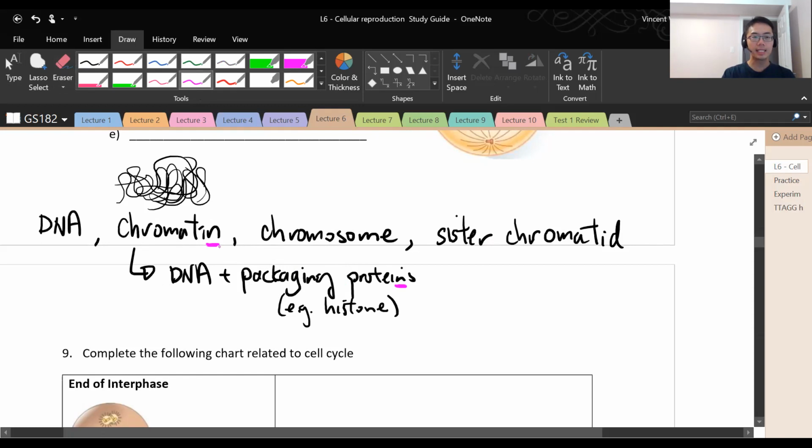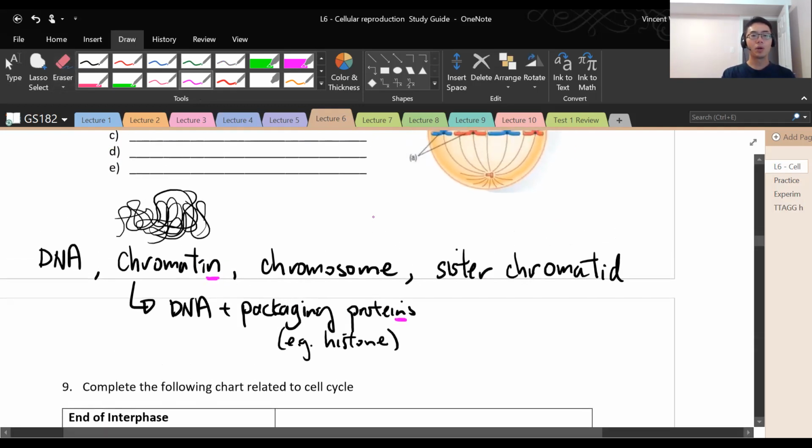Protein, chromatin. Okay. That's how I remember it. Now, when you want to move the DNA around during cell division, and they're in this form, they tangle easily. Okay, so we don't want that to happen. So it will condense more to form the chromosome.